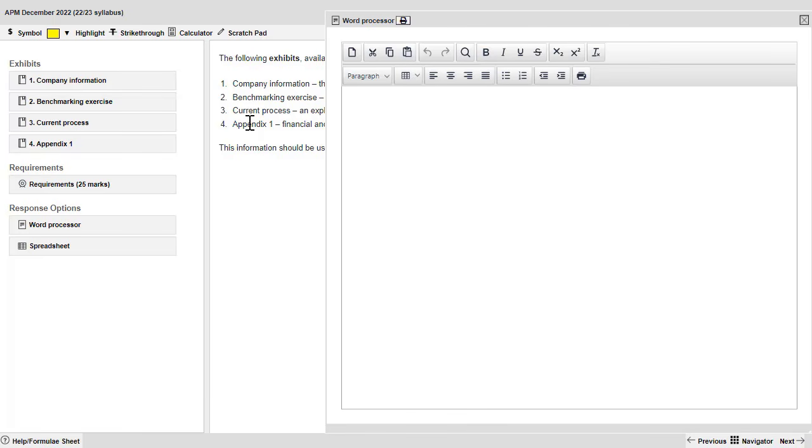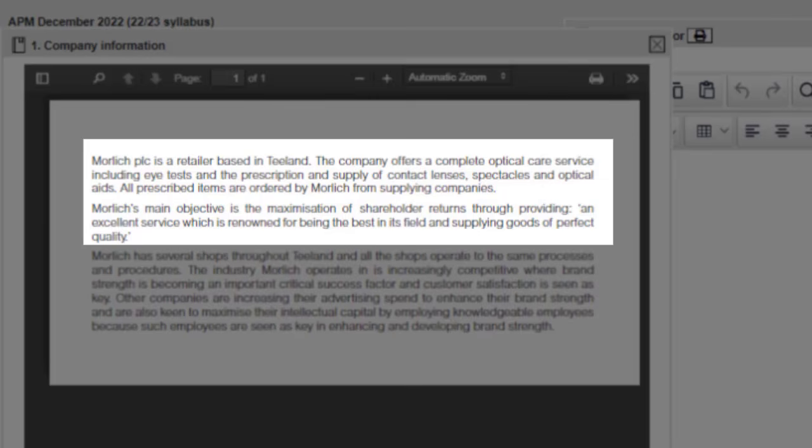What's their industry? Do we find their mission? Let's see what's in the company information. We learn that Morlich is an optician service company. It's a network of eye doctors. It's a for-profit company, and their main objective is maximization of shareholder wealth. And we learned about their secondary aims of providing excellent service, being the best, providing perfect quality.